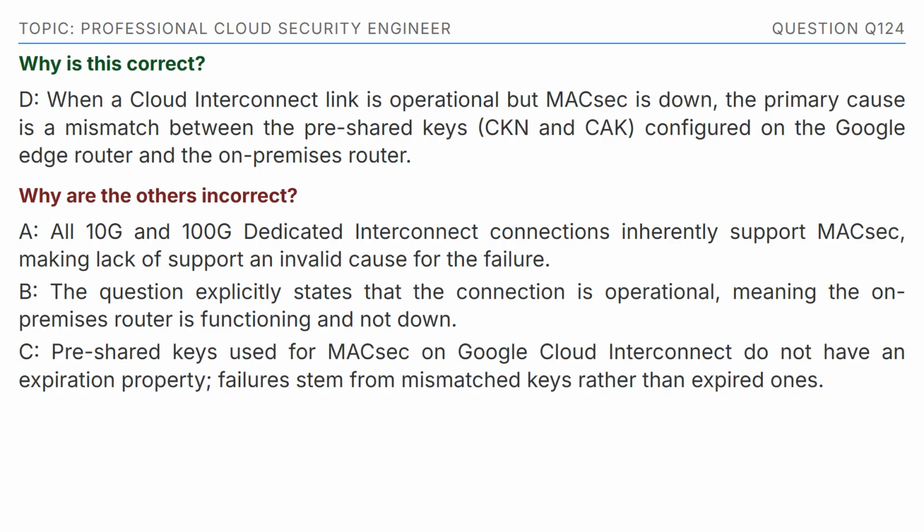Why are the others incorrect? A. All 10G and 100G dedicated interconnect connections inherently support MACsec, making lack of support an invalid cause for the failure. B. The question explicitly states that the connection is operational, meaning the on-premises router is functioning and not down. C. Pre-shared keys used for MACsec on Google Cloud Interconnect do not have an expiration property. Failures stem from mismatched keys rather than expired ones.